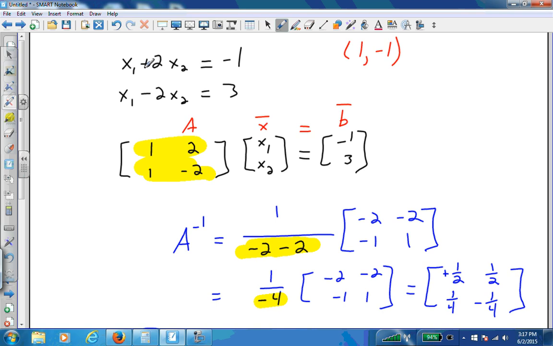Notice 1 plus negative 2 is negative 1. And 1, negative 2 times negative 1, so 1 plus 2 is 3. So yeah.